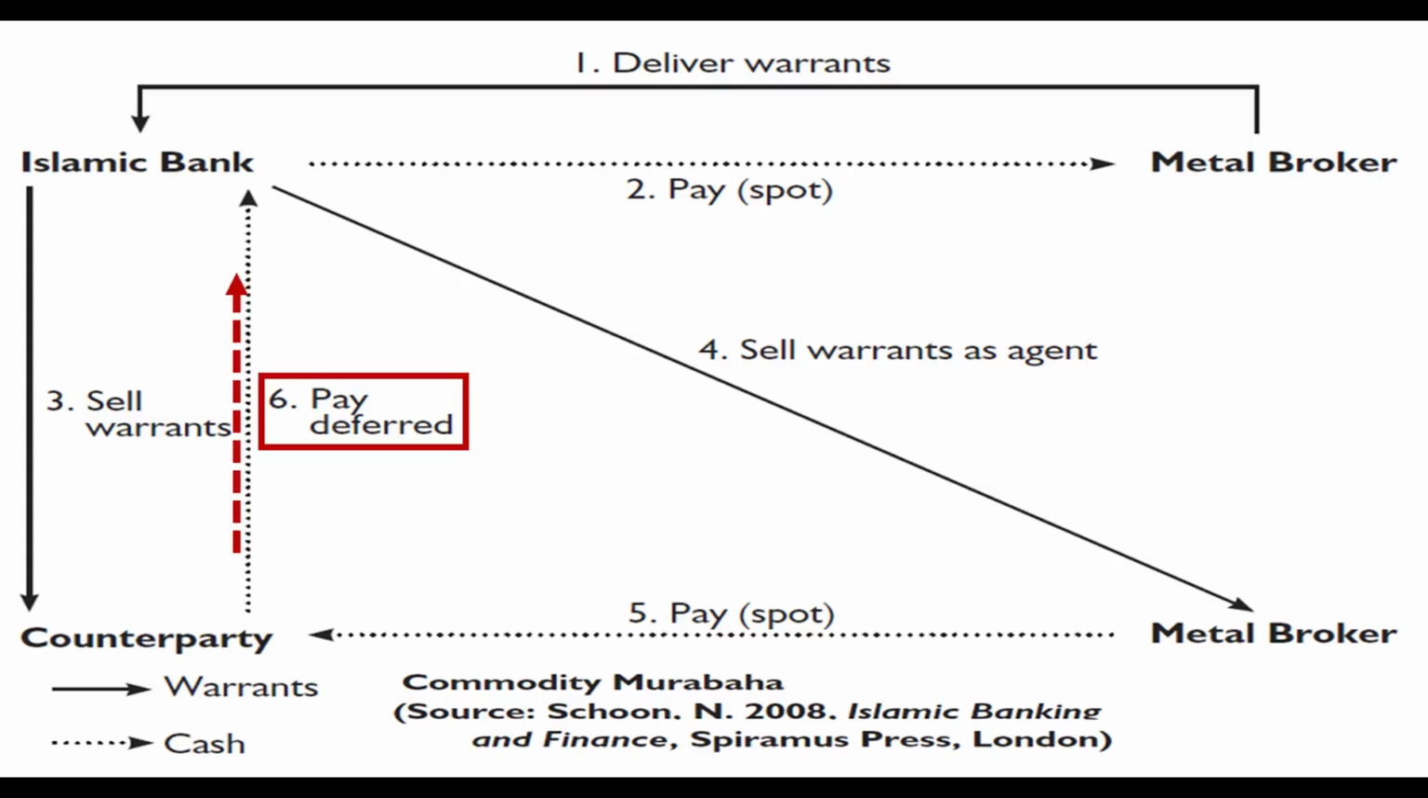So these are the 6 steps involved in commodity Murabaha, where the parties involved are as follows: the Islamic bank, the metal broker, and the counterparty of the bank, for the purpose of facilitating cash generation or liquidity.